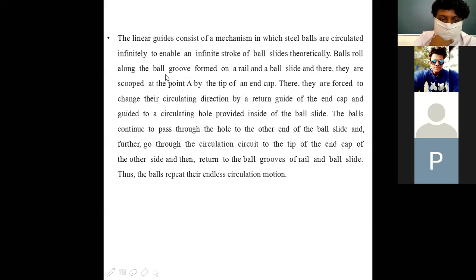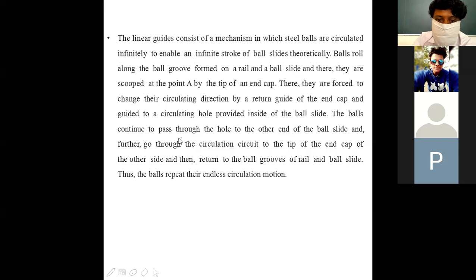Now, how does this particular system or the guideway work? If you read this particular slide, you will get to know how this system works. The linear guides consist of a mechanism in which steel balls are circulated infinitely to enable an infinite stroke of ball slides theoretically. Balls roll along the ball groove formed on a rail and a ball slide, and there they are scooped at point A by the tip of an end cap. There they are forced to change their circulating direction by a return guide of the end cap and guided to a circulating hole provided inside of the ball slide.